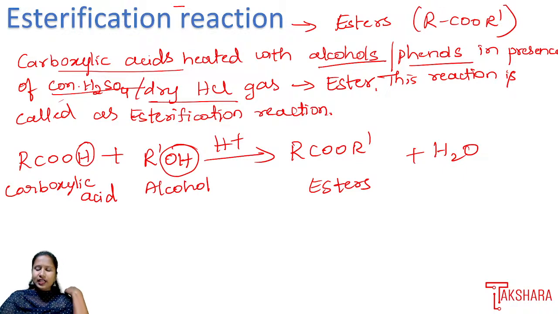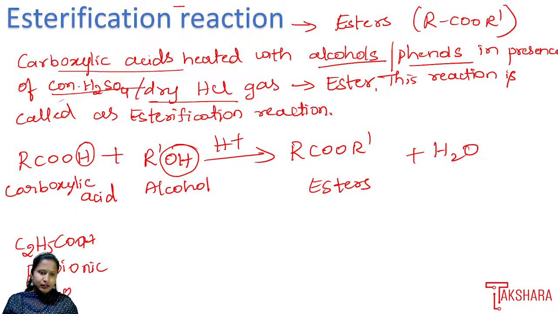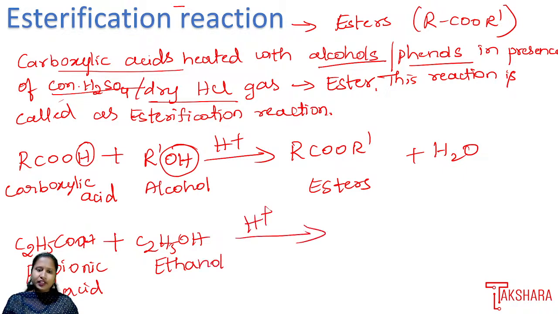Let us take one example for this. In place of R, let us take C2H5COOH, which is called propionic acid. Propionic acid is treated with C2H5OH, ethanol. Propionic acid is treated with what? Ethanol in the presence of H plus.